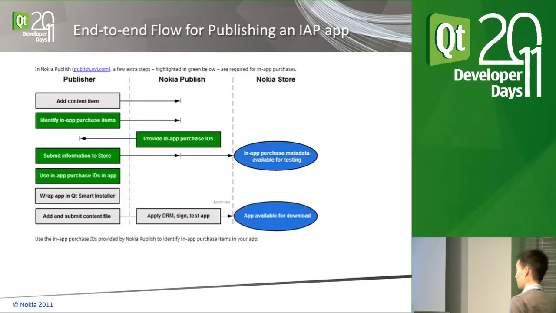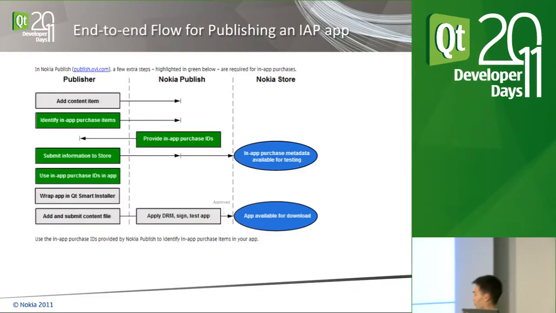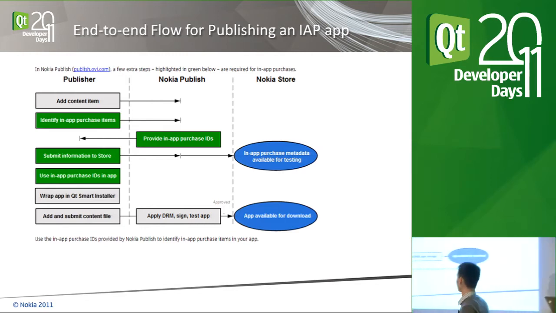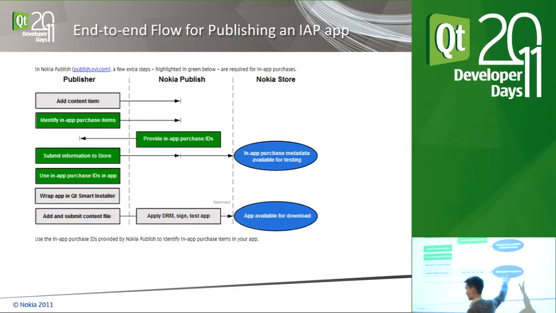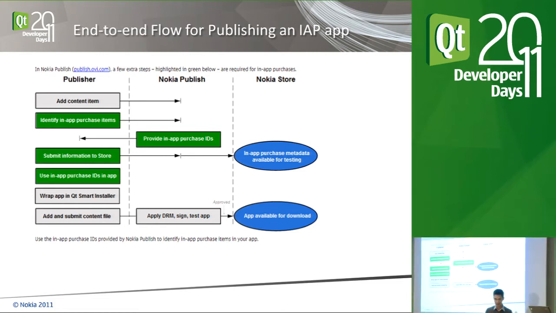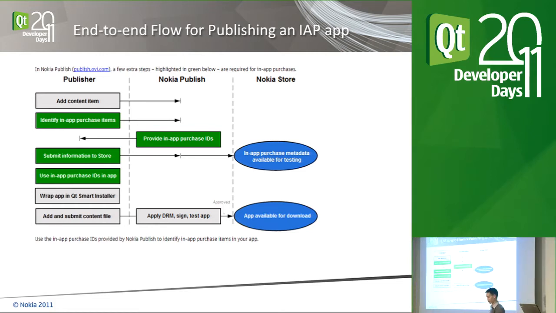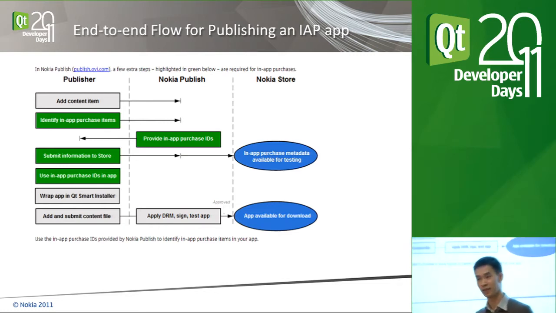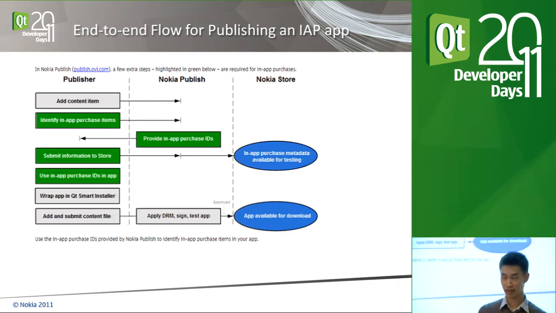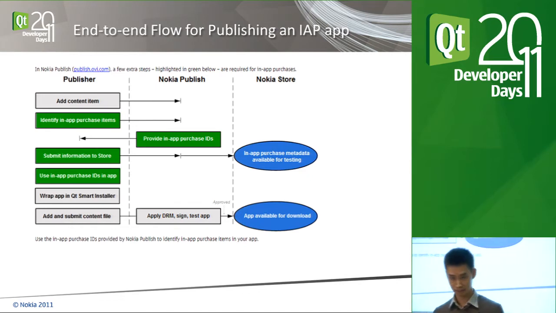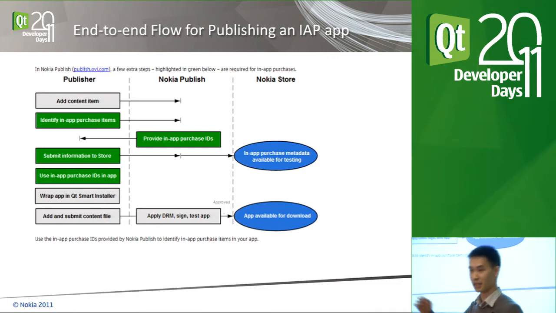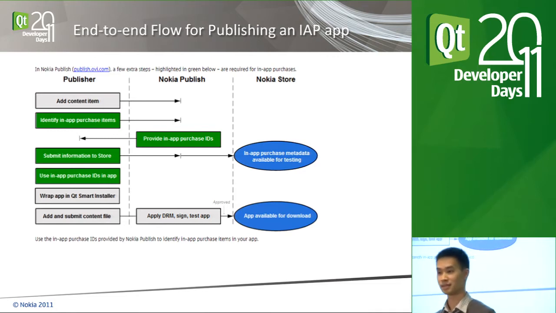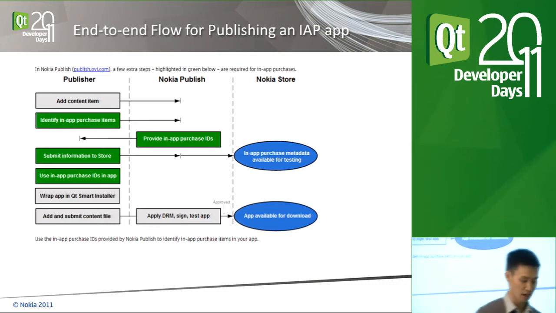So I'm going to start off with a high-level overview. This is the interaction flow between you as a developer, the intake system, and the store. Briefly, you create the content item. You also create the in-app purchase metadata within Nokia Publish. Then Nokia Publish will generate an ID that you will need to reference when you're making calls to the API. And then once the ID goes live in Nokia Publish and the store, you can develop, test, and then when you're happy, you can submit your content item to QA.